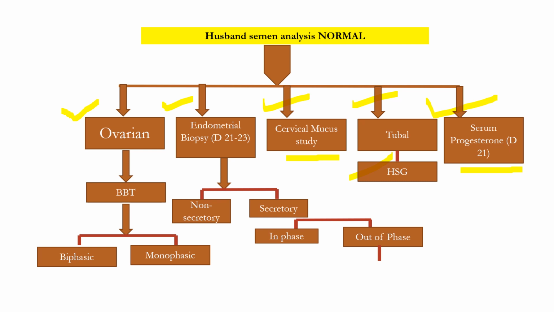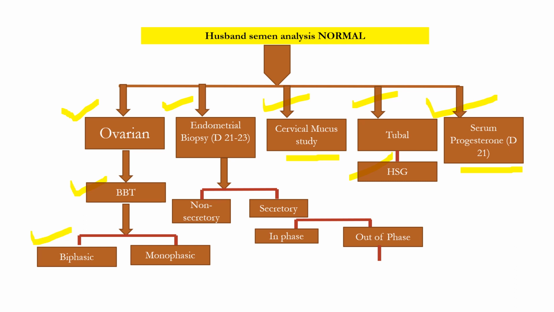Now come to other important investigations, that is, whether ovulation has happened or not. We can test it by the basal body temperature test. So we will note down the basal body temperature. We know that in the post-ovulatory phase, due to high progesterone, there will be an increase in the basal body temperature because progesterone is thermogenic in nature. And the basal body temperature will give a very specific biphasic pattern.